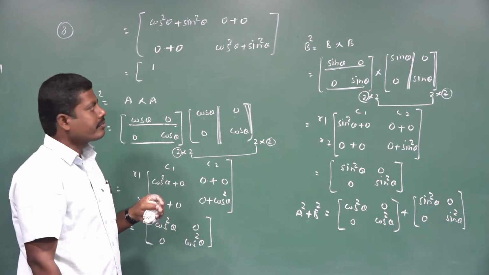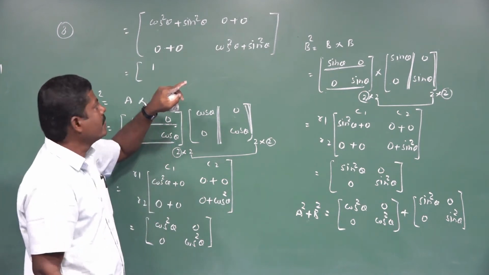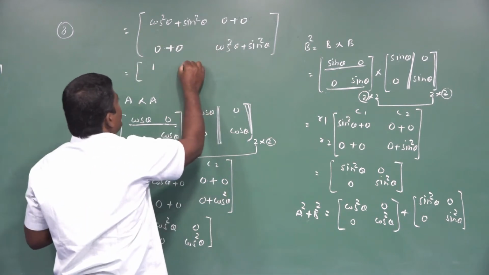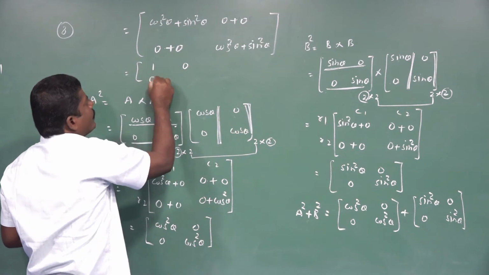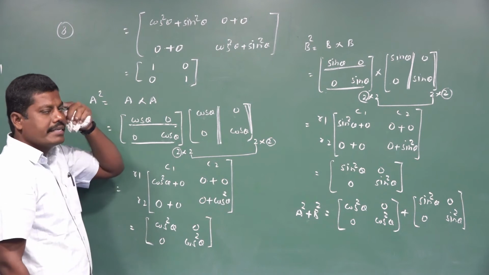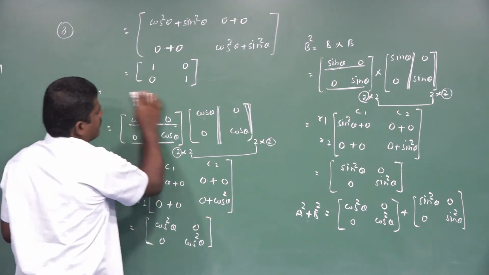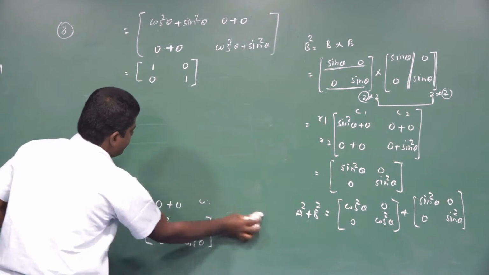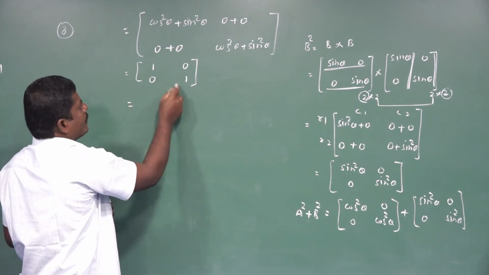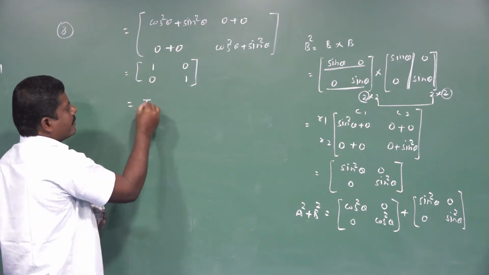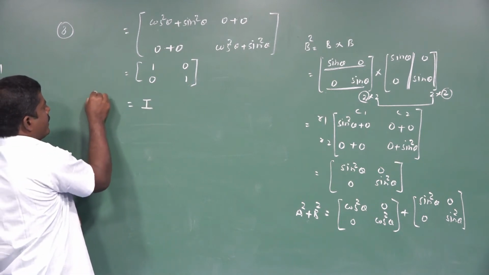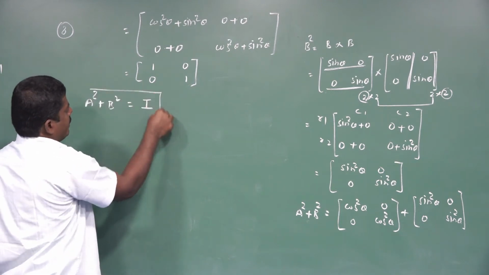This trigonometry formula we will discuss in the trigonometry chapter. Cos square theta plus sin square theta is nothing but 1. Here 0 plus 0, 0. 0 plus 0, 0. Cos square theta plus sin square theta is 1. Understand? This is what? Identity matrix. [1, 0; 0, 1] is an identity matrix, denoted by I. That means A square plus B square is equal to I.